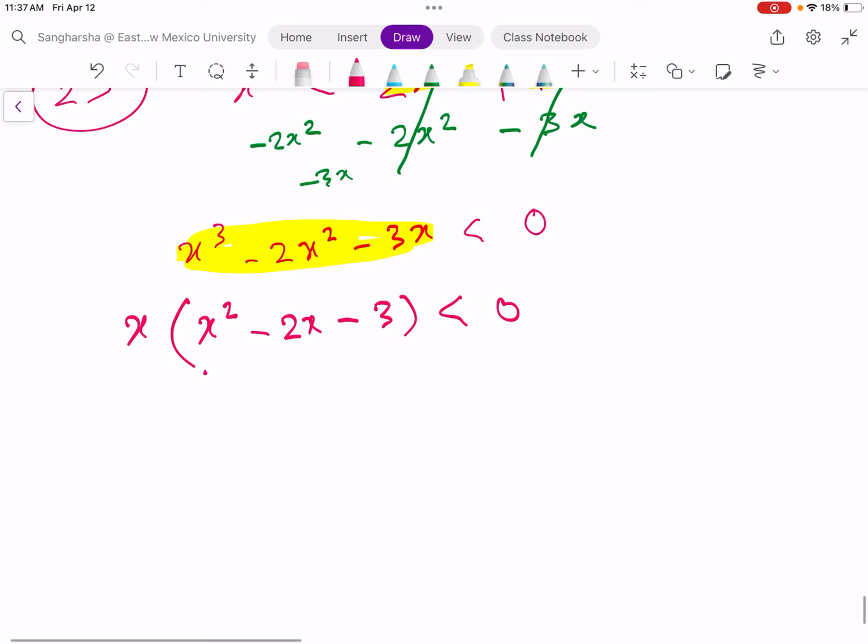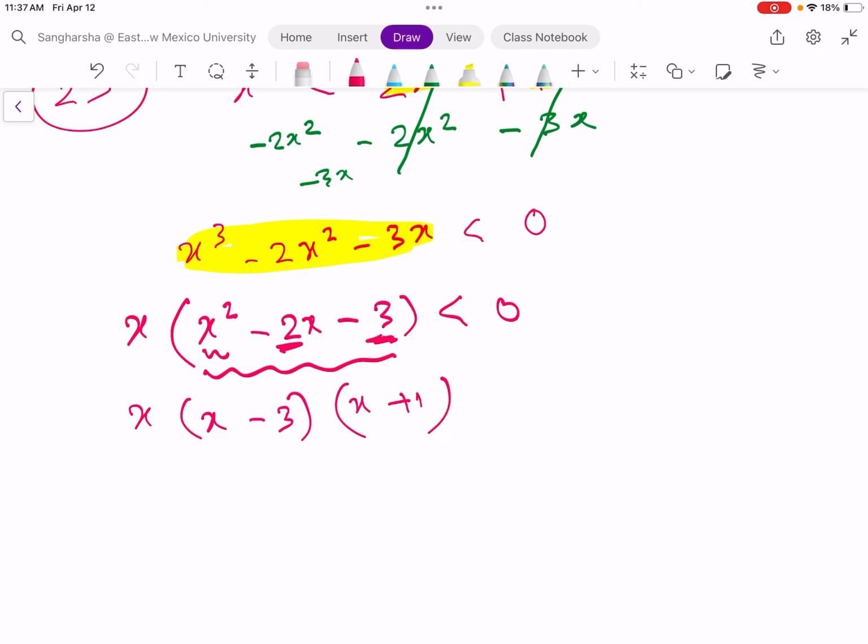Now this is the quadratic form. We can factorize this using the FOIL method. So x is the number whose product is x squared. Now can we find two numbers whose product is negative 3 and sum is negative 2? Two numbers whose product is negative 3 and sum is negative 2. That is negative 3 and positive 1, right? Negative 3 times positive 1, negative 3. Negative 3 plus 1 is negative 2, less than 0.